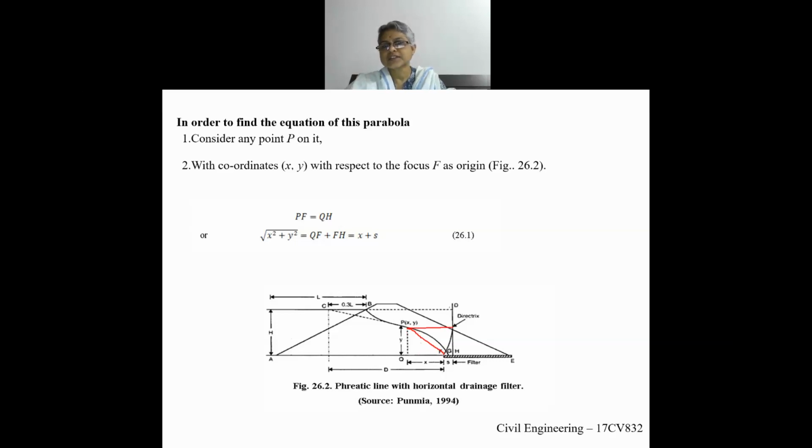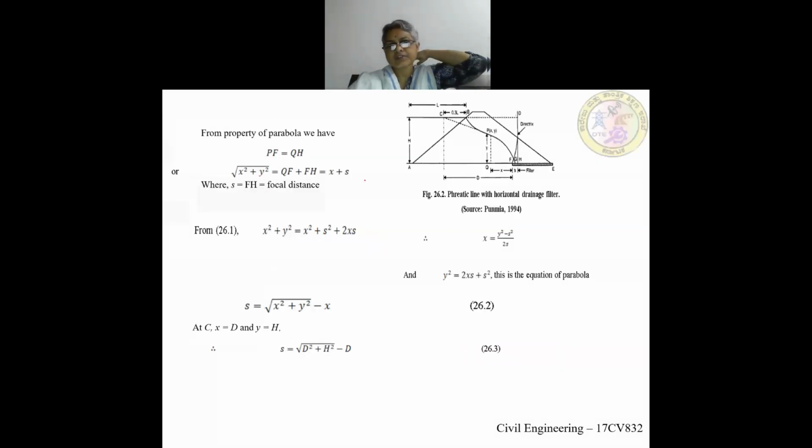So what is this distance? This distance is the square root of x square plus y square. It is a right angle triangle. And this distance is nothing but your x plus the focal distance S. The distance of this F from the directrix is taken as S. So x plus S. If you take this equation, squaring on both sides, x square plus y square is equal to x plus s whole square, which is expanded as x square plus s square plus 2xs.